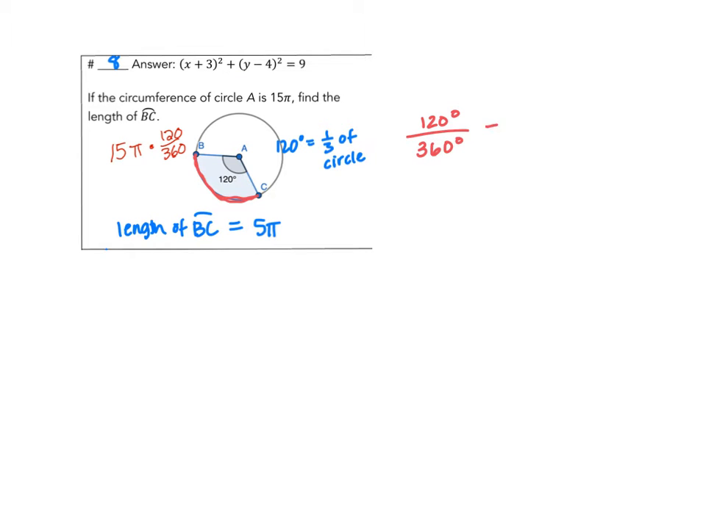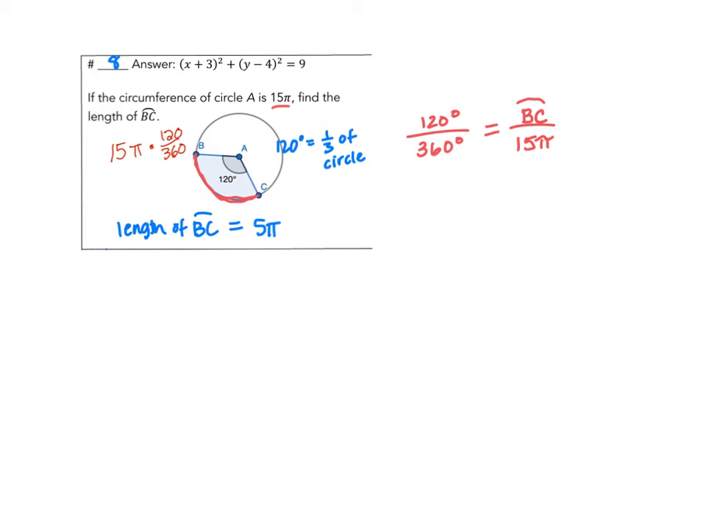And so he took that 120, and he put it over the circumference in degrees, which is 360. And then we can set that equal to, we know that the circumference of the entire circle A is 15 pi because they gave that to us. So we'll put the 15 pi on the bottom. And then we're trying to find BC. So I would put that on the top. That's the smaller one because BC goes with the 120.